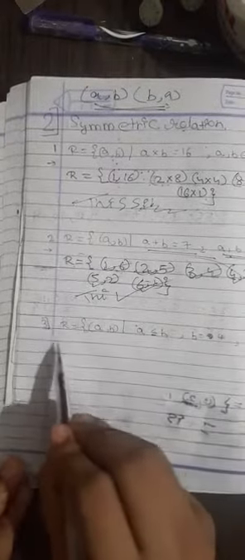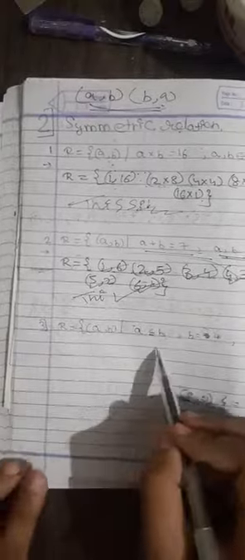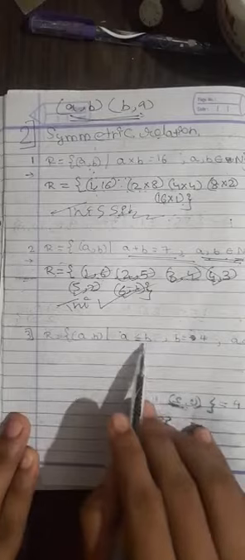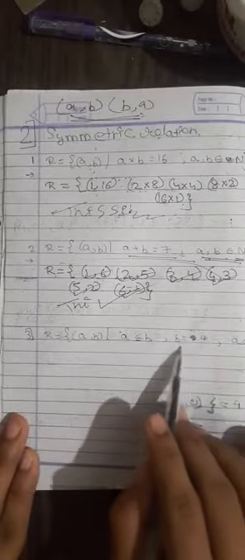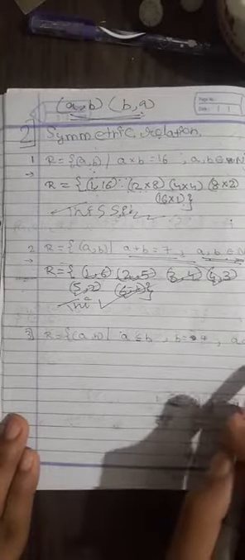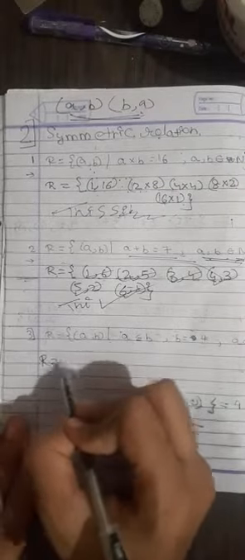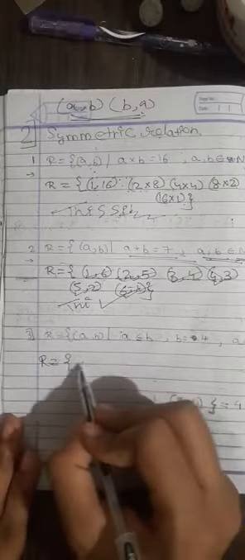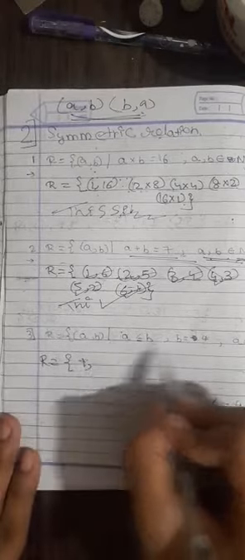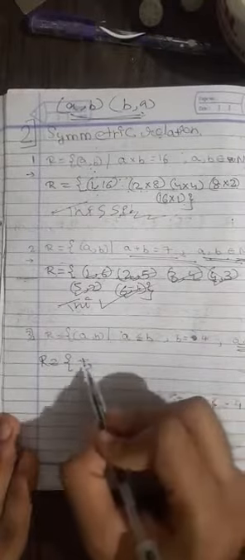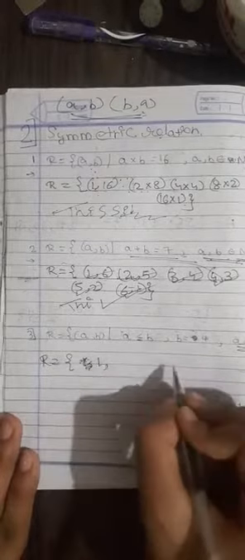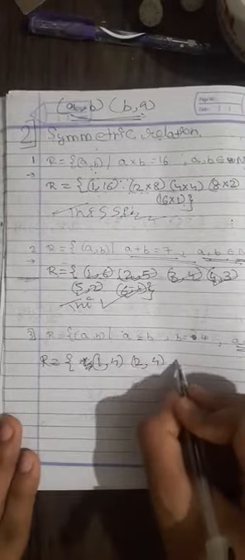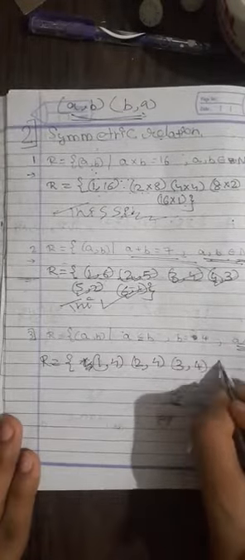Now going to the next sum, third sum. Here it is given that a is less than or equal to b and b is equal to 4. Then first of all I will write it in the set form. Therefore, here a belongs to N, therefore (1,4), (2,4), (3,4) and (4,4).